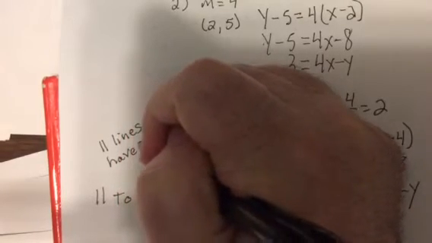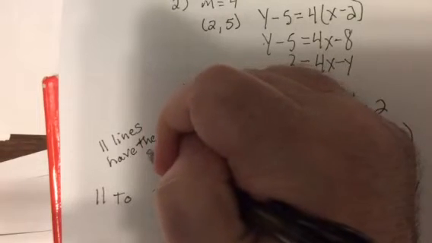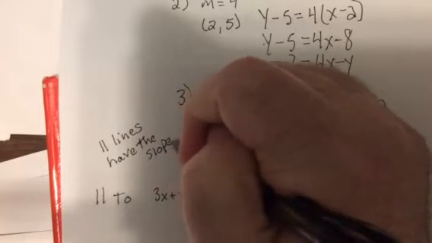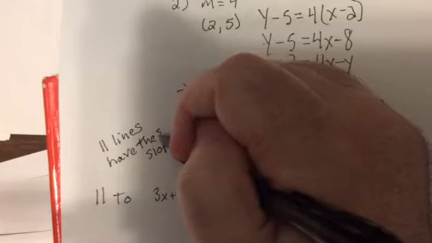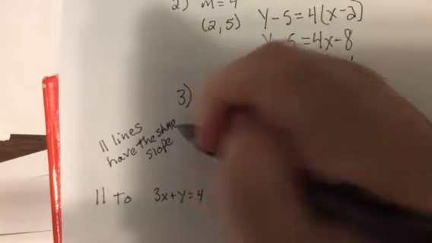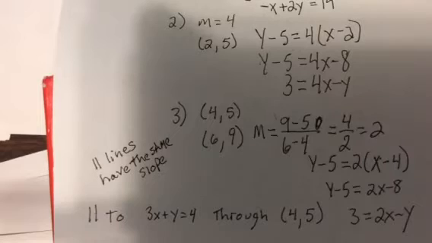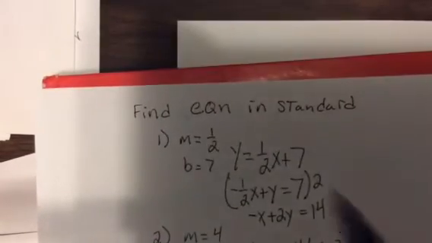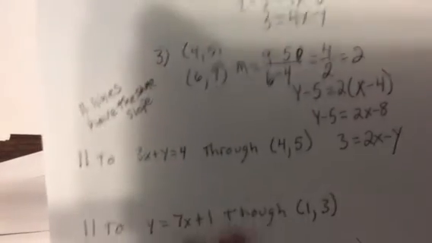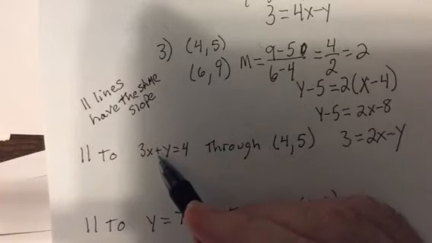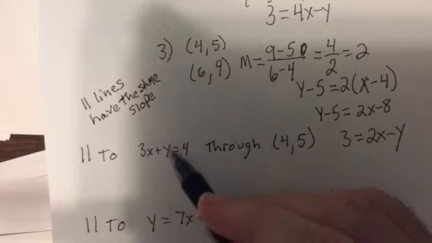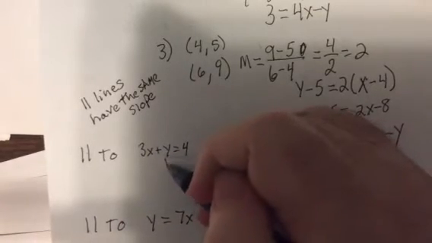Parallel lines have the same slope. So if I know the slope of one line, then I automatically know the slope of the other. If one line is slope 7, then the parallel line is slope 7. So if it says I want to find a line, now we're going to keep it in standard form, parallel to this, well, I find the slope of this, then I already know the parallel slope.